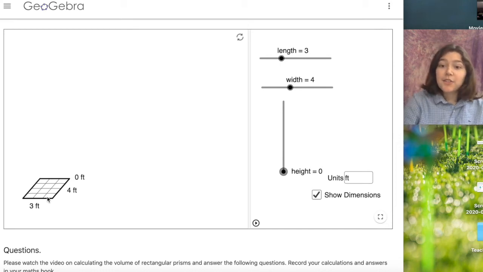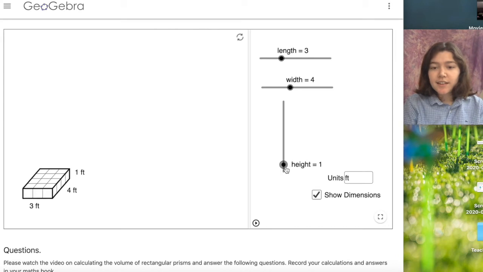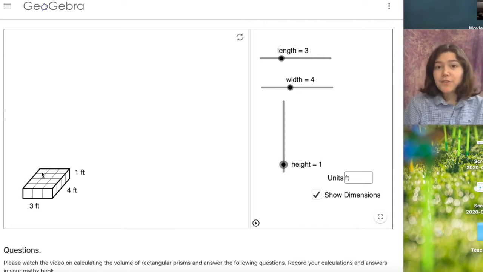But now we need to make it three-dimensional, so we're going to add a height. First, I'll just add a height of 1 foot. Now if I'm looking at this, I want to find the volume. That's really saying how many cubic units are in this. So I can count: 1, 2, 3, 4, 5, 6, 7, 8, 9, 10, 11, 12. I have 12 cubes in there. So that would mean that my volume is 12 feet cubed.